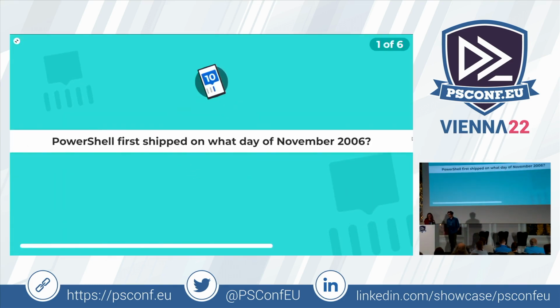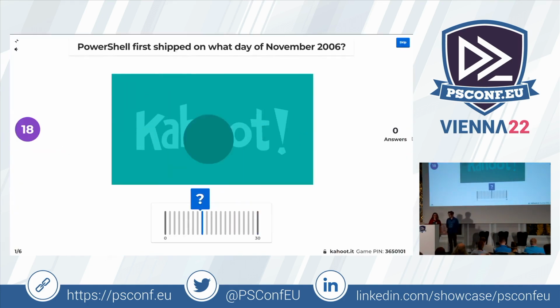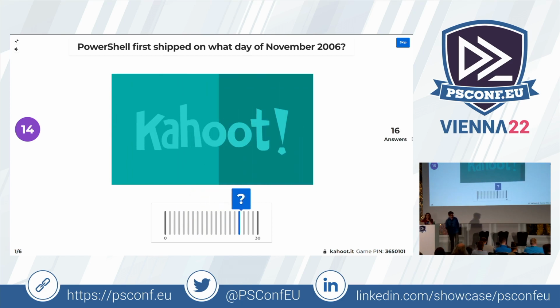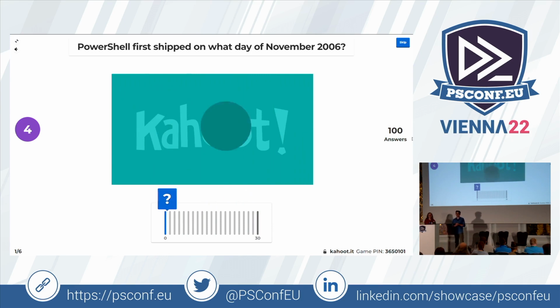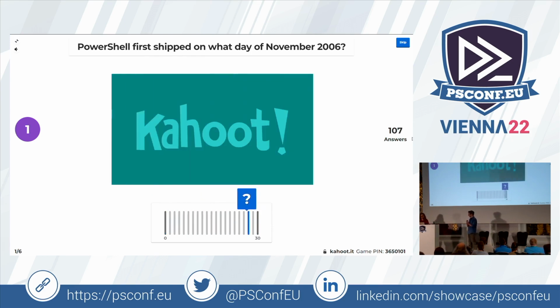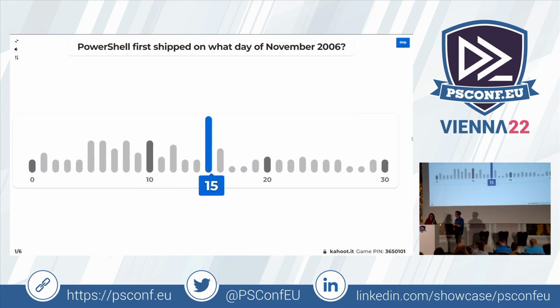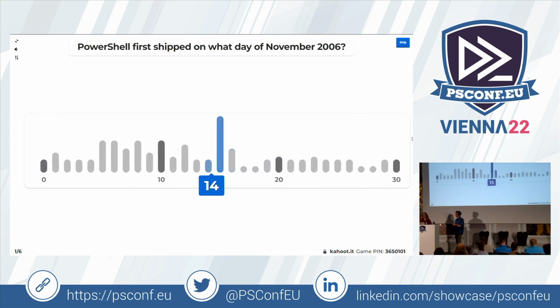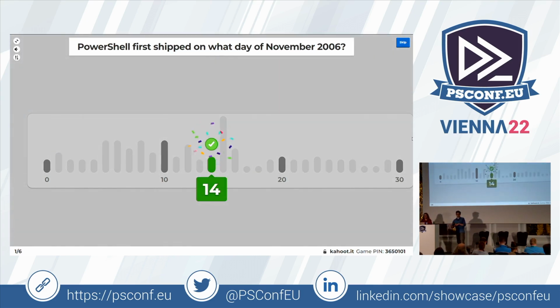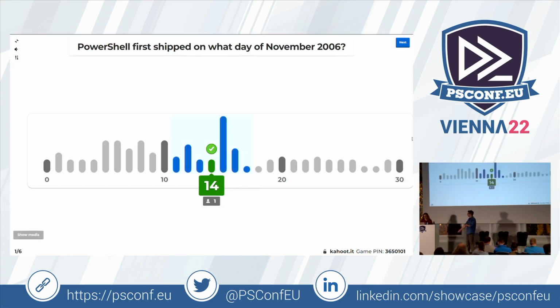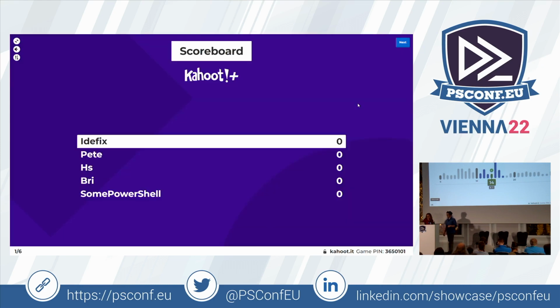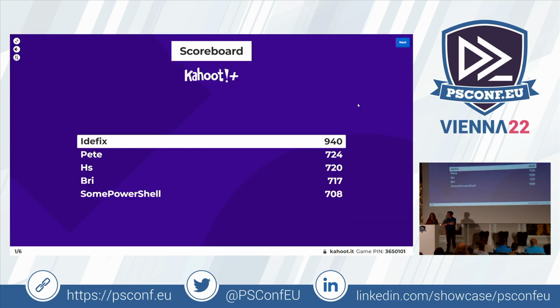It's a slider. PowerShell shipped on what day of November 2006? This is the PowerShell 1 GA date. 15 is the default. 14 is actually the 14th. November 14th. So mark your calendars, November 14th is PowerShell's birthday. Does that mean just one person got it right? I guess so. Well, hopefully you guys are able to learn something new.